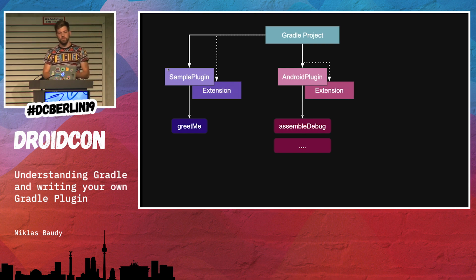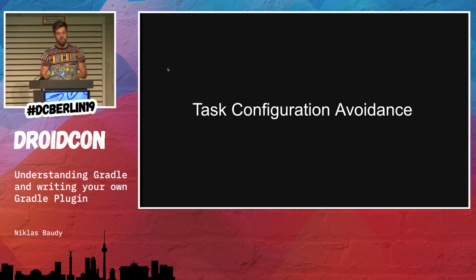Let's say you have 20 modules, and if all of those tasks are being created every time you go and invoke Gradle, this is already going to cost you a lot of build time. Which is why, I think a few months ago, Gradle announced the task configuration avoidance.